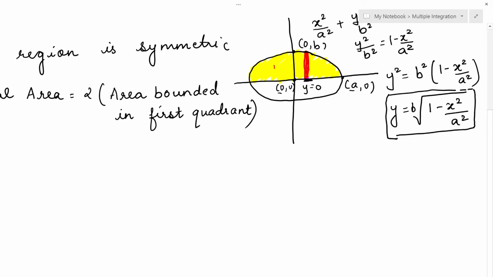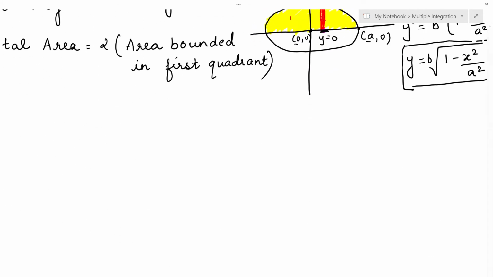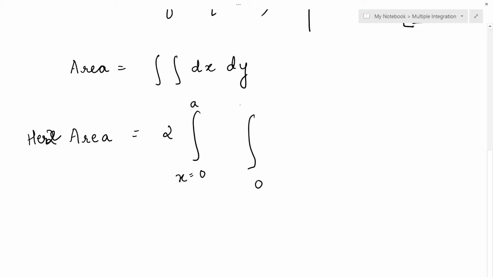Now these are my Cartesian coordinates. We will use the formula for Cartesian coordinates, that is dx dy. So the area formula is double integration of dx dy. But here you have to multiply by 2. So area will be 2 multiplied by, x limits 0 to a, y limits 0 to b under root of 1 minus x square upon a square. First we will integrate with y and then with x.